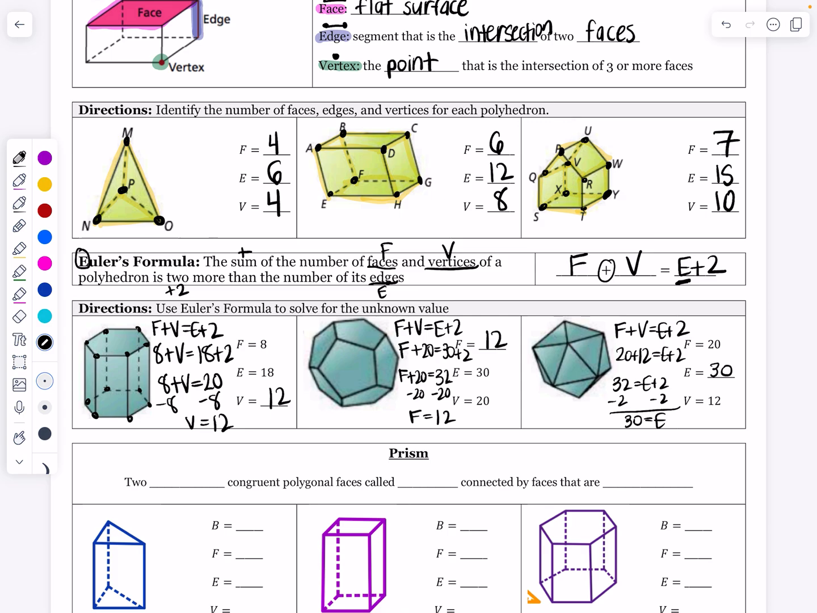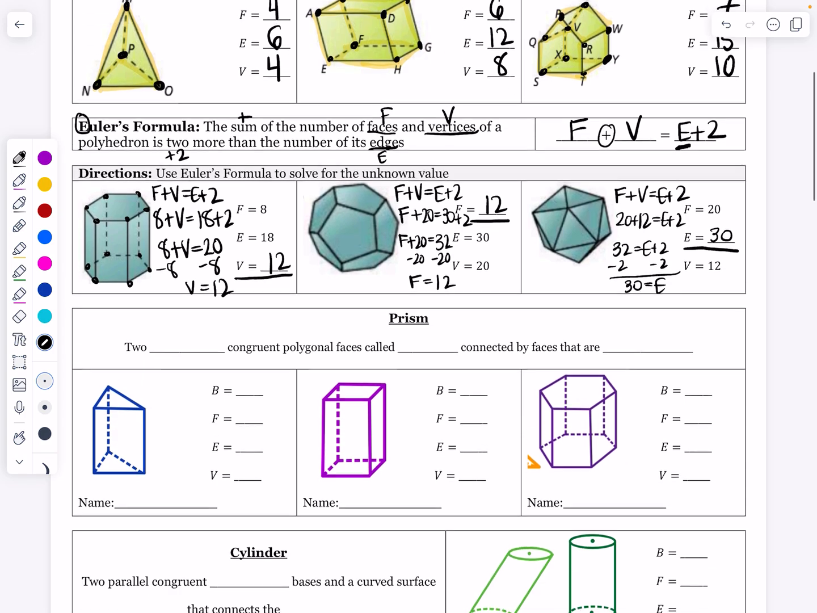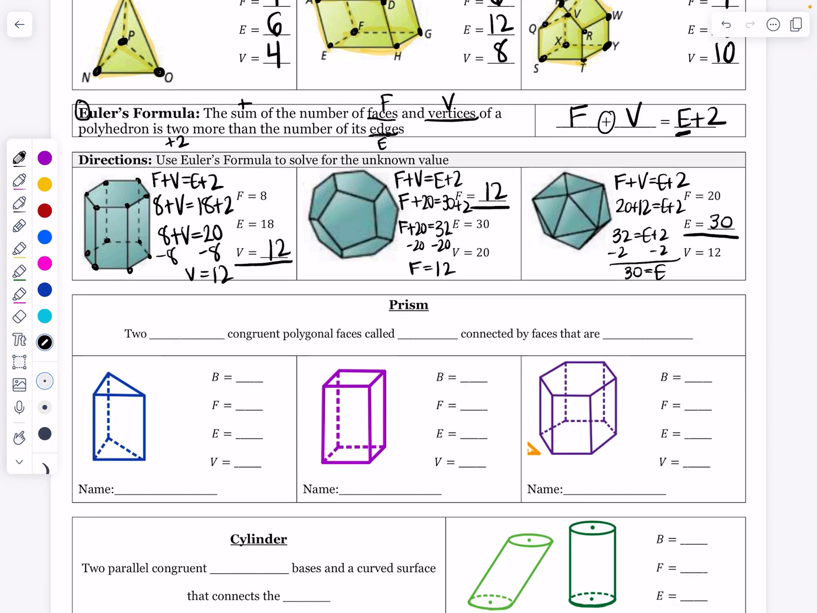So you've had one example where you found the number of vertices, you've had one example where you found the number of faces, and you found one example where you had the number of edges. So you can find any of those pieces as long as you have 2 out of the 3 pieces of information. Okay, so let's look at our 3-dimensional shapes.